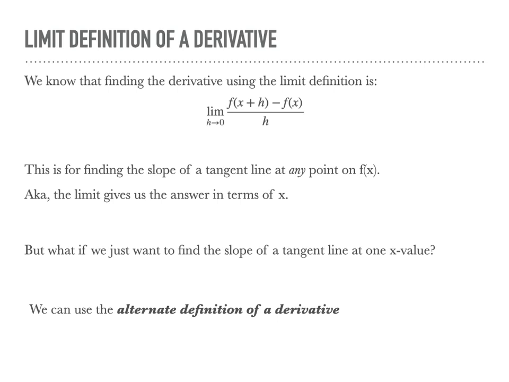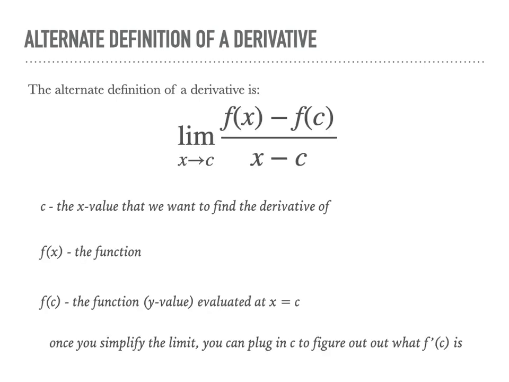But what if we just want to find the slope of a tangent line at a specified x value? We could use the alternate definition of a derivative, which tells us that the limit as x approaches c, any number, of f of x minus f of c all over x minus c, where c is the x value that we want to find the slope or the derivative of, f of x is the function, and f of c is the function or the y value evaluated at x equals c. And once you simplify down this limit, you can plug in c to figure out what f prime of c is. Let's do some examples.